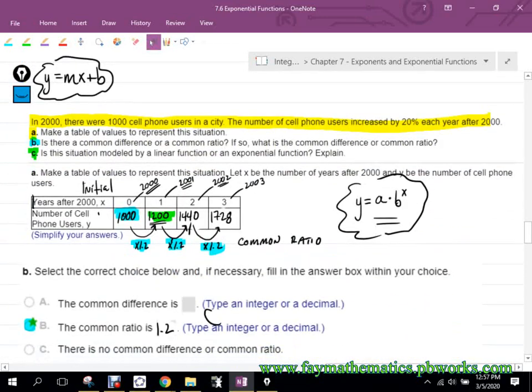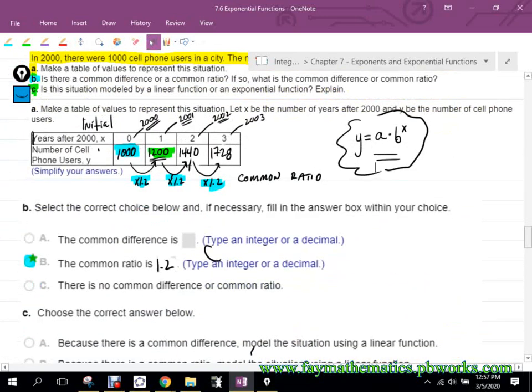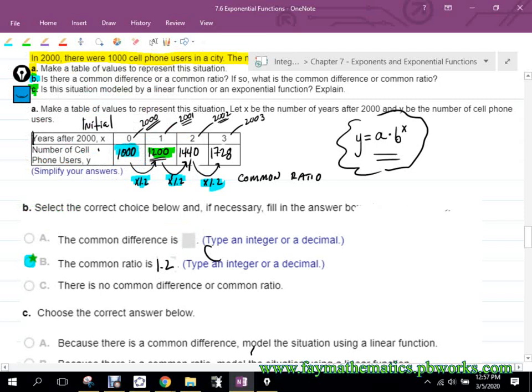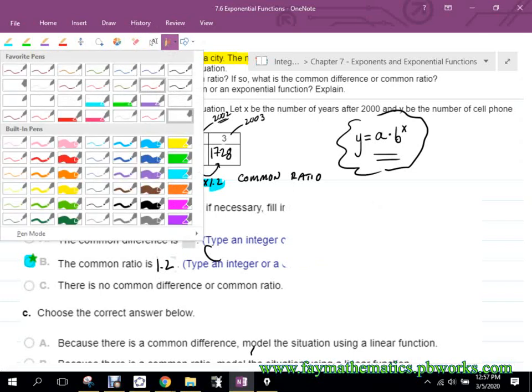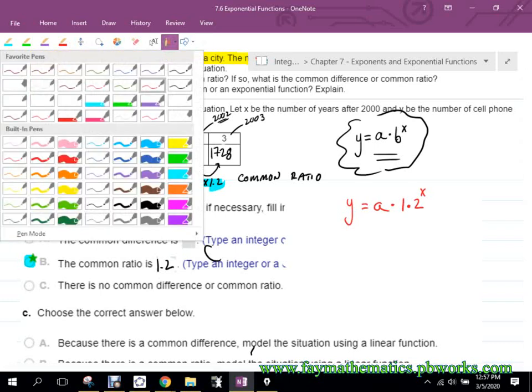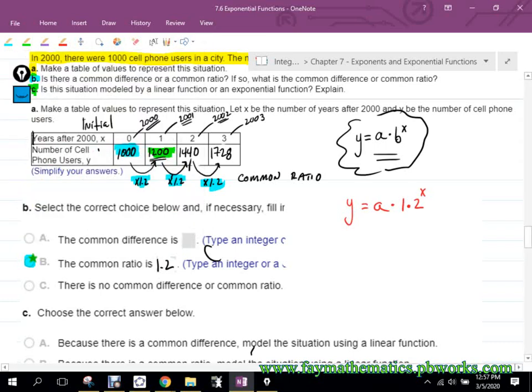Now, anybody remember what the b value is in this situation? I haven't heard it yet. It's the common ratio. Okay? So your b value here, all right, this is y equals, I don't know a yet, but b is 1.2. I'm going to raise that to the x. Okay? Now, how do I use my table to find a?